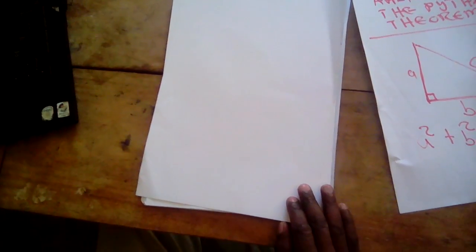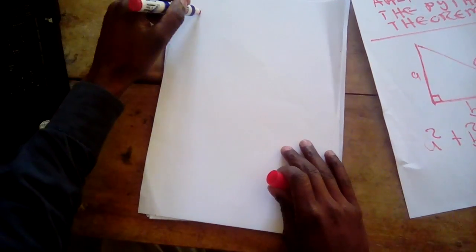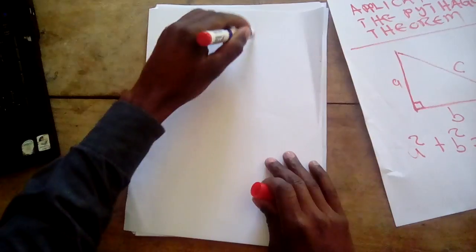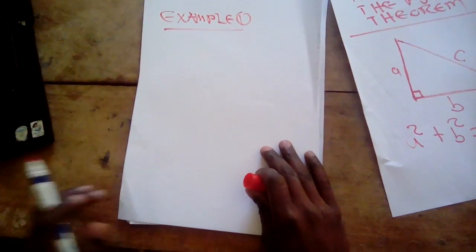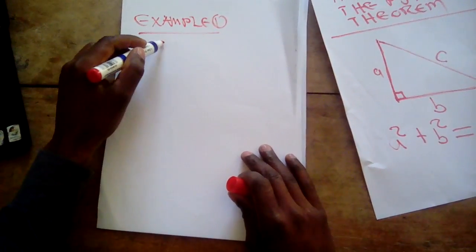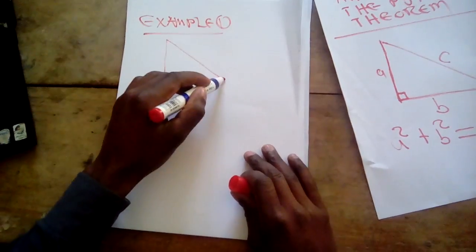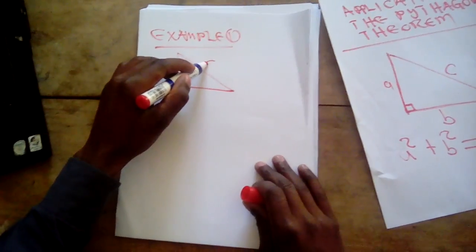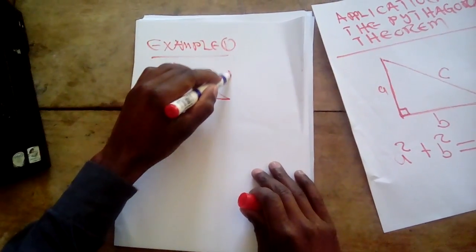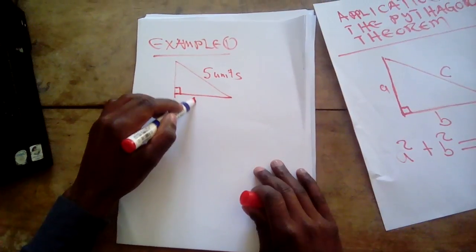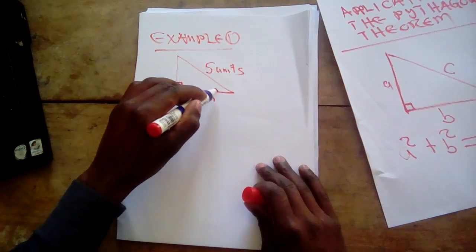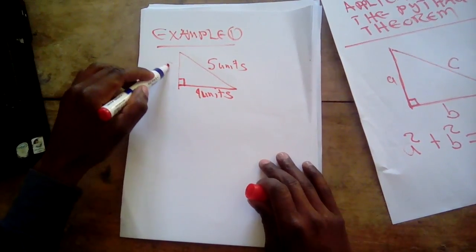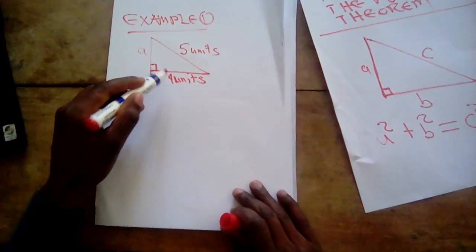Now, let us apply the Pythagoras theorem to solve distance problems. For example, suppose you have this triangle here. It is a right-angled triangle where this angle is 90 degrees. This length is 5 units, and this length is 4 units. And suppose this length here is not known. Let us call this length A.